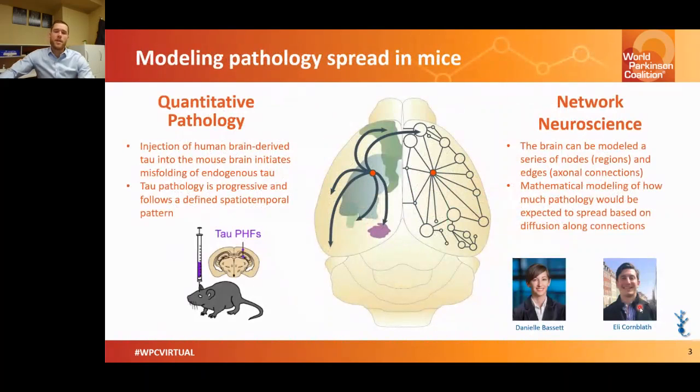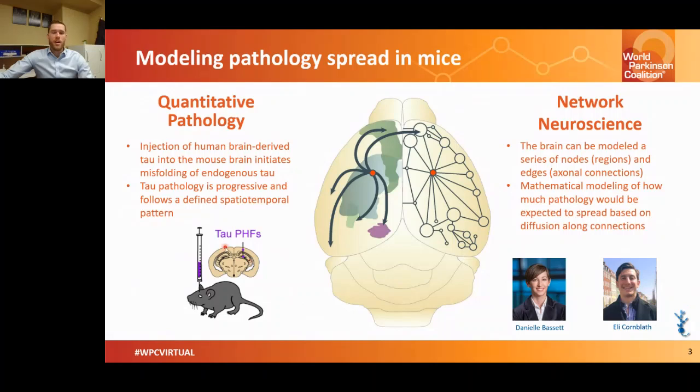I've previously mapped out alpha-synuclein pathology in the mouse brain and found that pathology spreads through neuronal connections, but the gene expression, such as the expression of alpha-synuclein itself, controls how that pathology spreads. So we aim to extend that analysis to tau. We do this using a combination of quantitative pathology and network neuroscience in collaboration with our partners Danny Bassett and Eli Kornblath at the University of Pennsylvania.